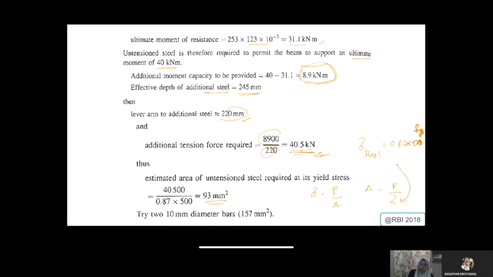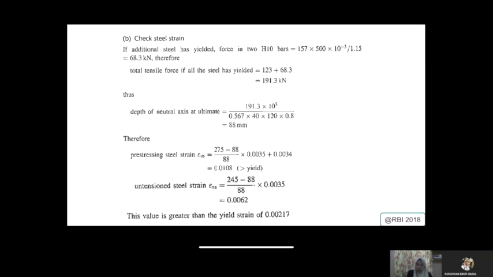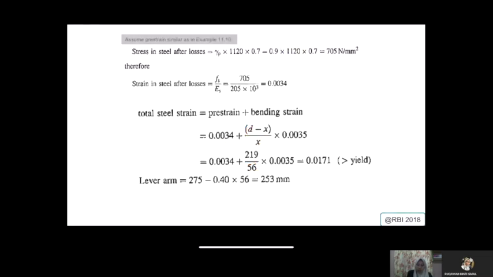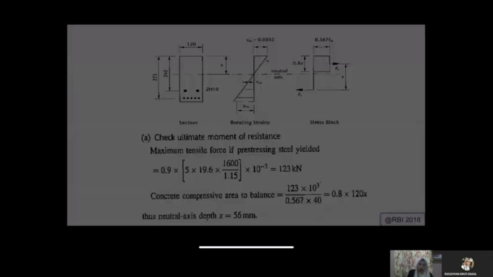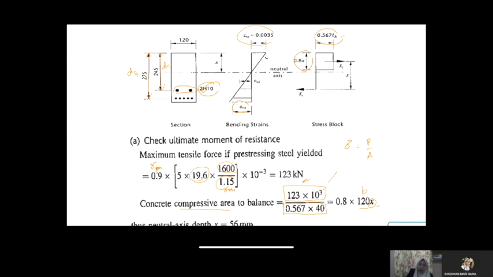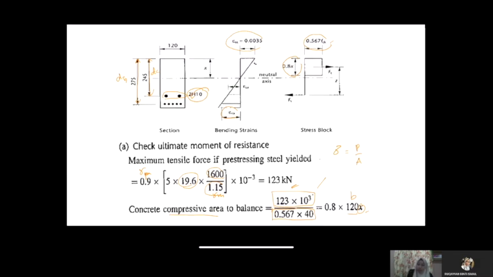So in this case, you just refer to your reinforcement table, where you will have 157 mm square, and you try 10 mm diameter bars, which gives 157 mm square. So that's what you have here, where you provide 2 H 10, the two bars.